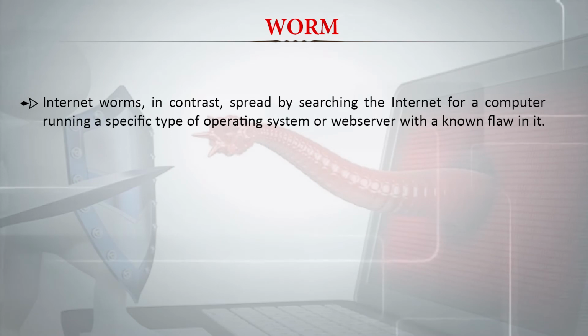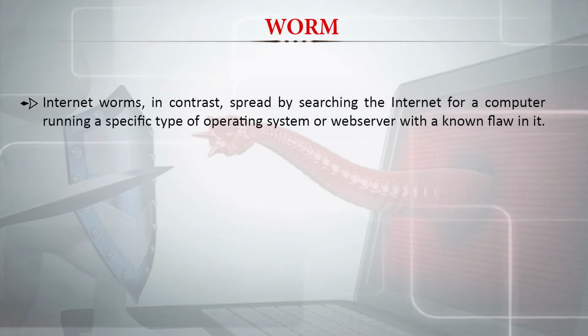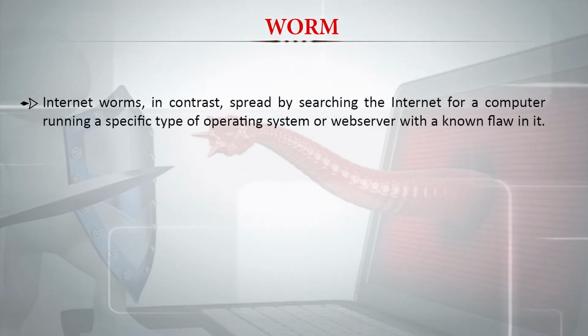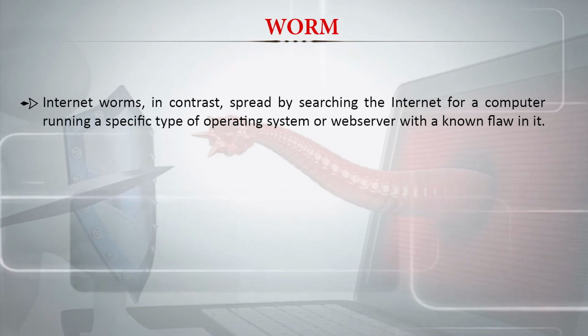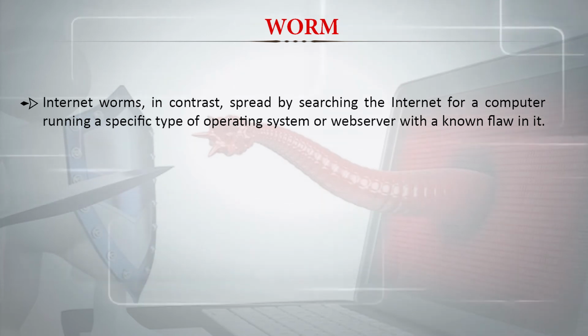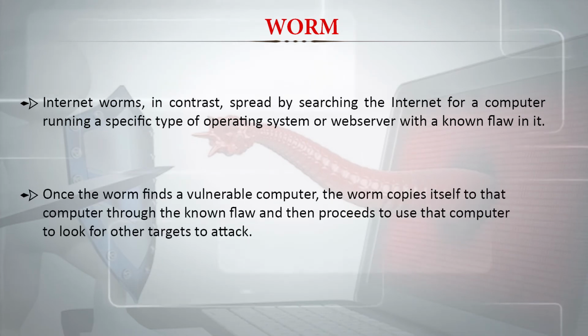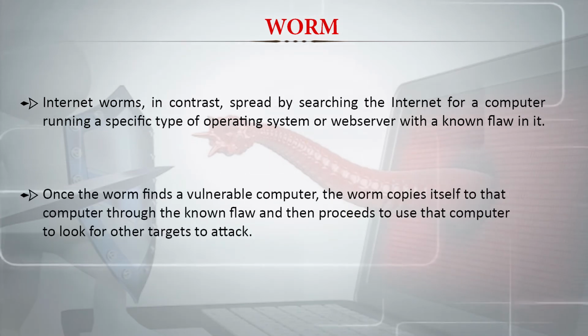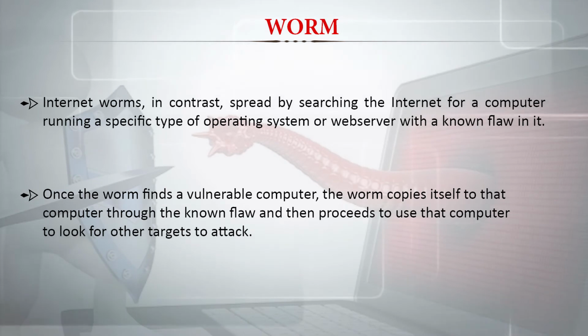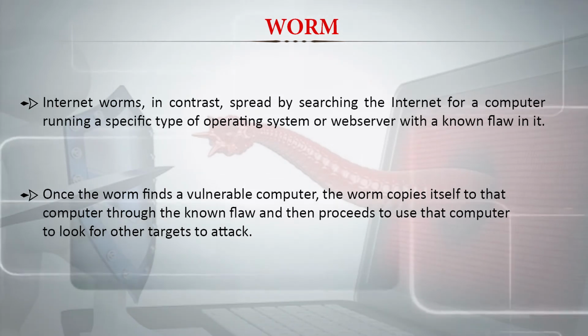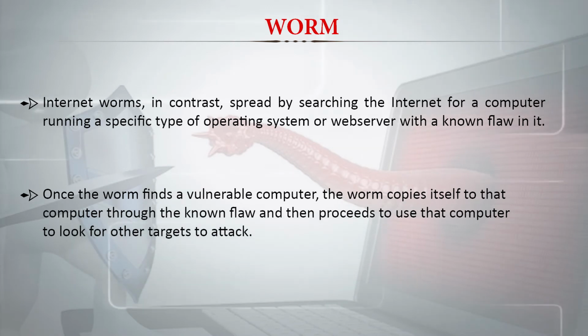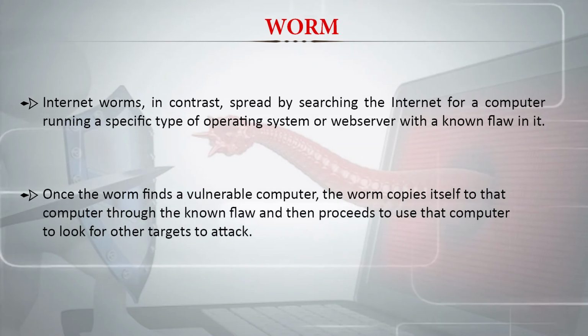Internet worms, in contrast, spread by searching the internet for a computer running a specific type of operating system or web server with a known flaw in it. Once the worm finds a vulnerable computer, it copies itself to that computer through the known flaw and then proceeds to use that computer to look for another target to attack. So these are some characteristics of worms.